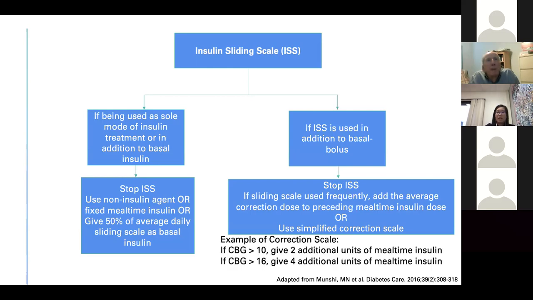An example of a correction scale would be: if the CBG is greater than 10, you can give 2 additional units of mealtime insulin. If the CBG is greater than 16, you give 4 units of additional mealtime insulin.